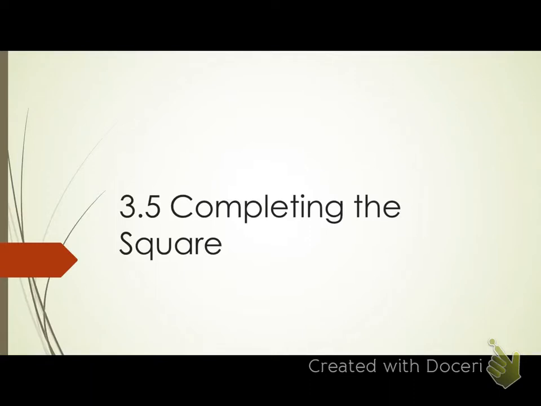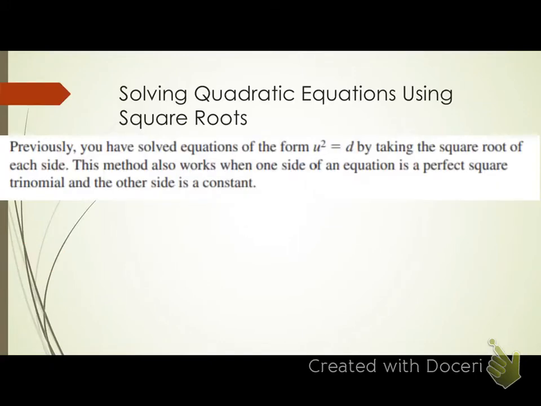So, 3.5, completing the square. Let's talk about what that means. A few sections ago, we solved equations of the form u squared equals d by taking the square root of each side. You guys remember that? If I had something squared equaling a number, to get x by itself, I could take the square root of both sides. This method also works when one side of an equation is a perfect square trinomial and the other side is a constant.